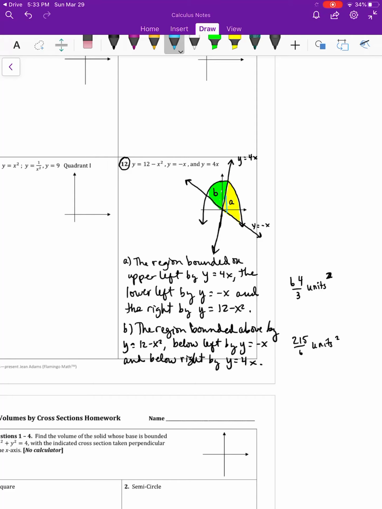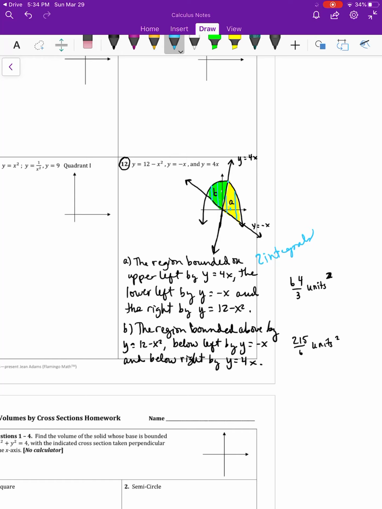But anyway, don't forget to pay attention to this: if you were doing A, look how you would go from 4x to negative x here, but then once you've crossed this point of intersection here, whatever that x value is, if I draw a representative rectangle here, it's going to be this other function, 12 minus x squared minus negative x. Top minus bottom changes. So you're going to have to use two integrals for A.